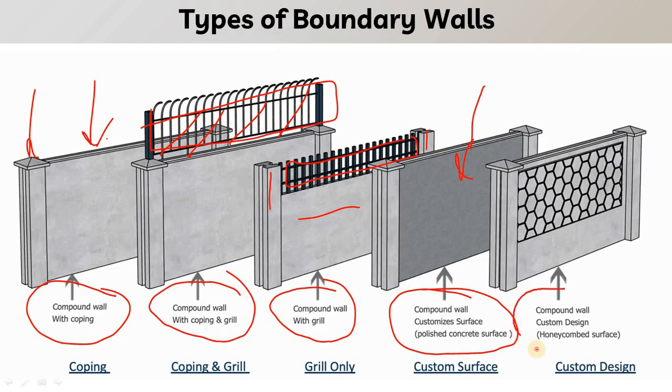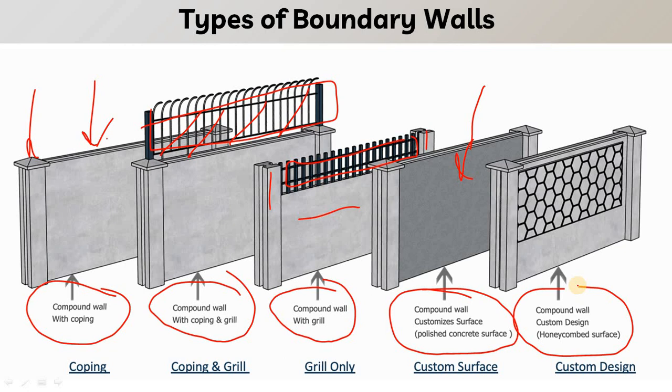And last but not the least, we have compound wall with the customized design, or we can say honeycomb surface, for example. So what is customized design? Customized design means if some client wants some architectural purpose or the architectural fashions on the outer side of the panel. So in this case, some rubber pattern will be used to form that particular design on the boundary wall. So these are known as the customized design, or we can say patterned boundary wall.